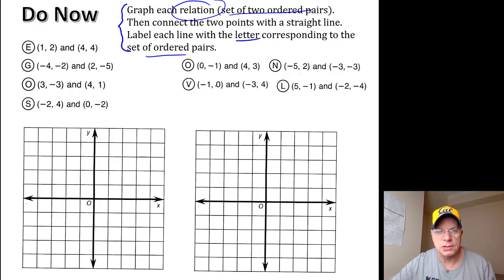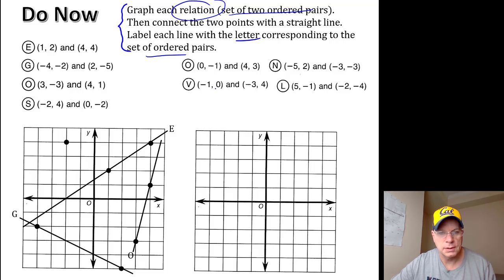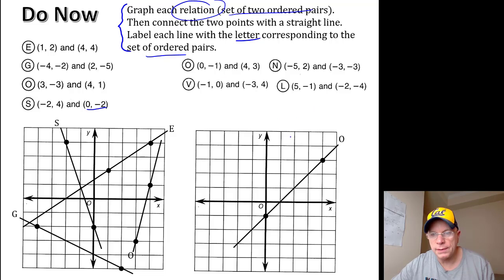In this case, all of these will be functions. When you graph E, these are your 2 points, line E. G, those 2 points give you that line. O, line O right there. Line S, S has a point on the y-axis. The line O on the other coordinate plane would be going this way.